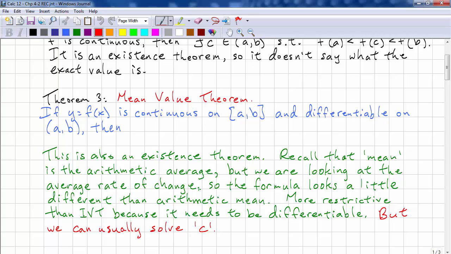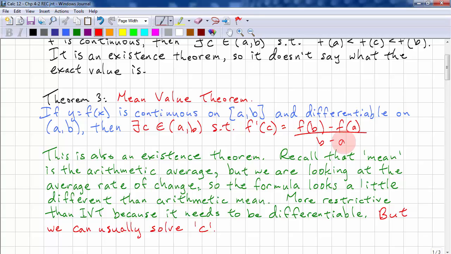If y equals f of x is continuous on the interval a to b and differentiable on the open interval a to b, then there exists a c between a and b such that the derivative at c is going to be equal to the average rate of change between a and b.